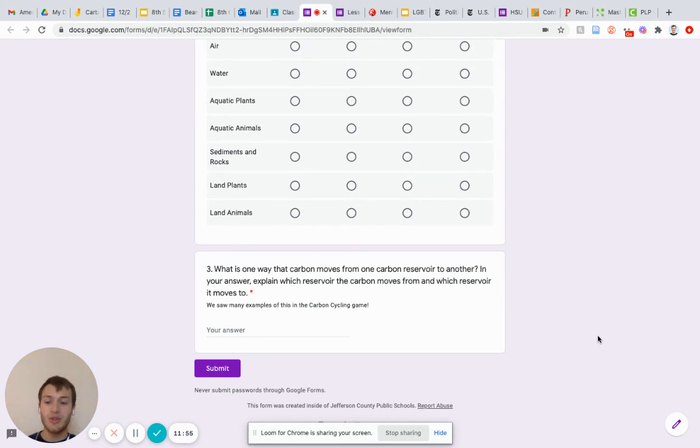And then lastly, number 3, what is 1 way that carbon moves from 1 carbon reservoir to another? In your answer, explain which reservoir the carbon moves from and which reservoir it moves to. So we saw many examples of this in the carbon cycling game. And so in your answer, you should say carbon moves from this carbon reservoir to that other carbon reservoir, and then why.